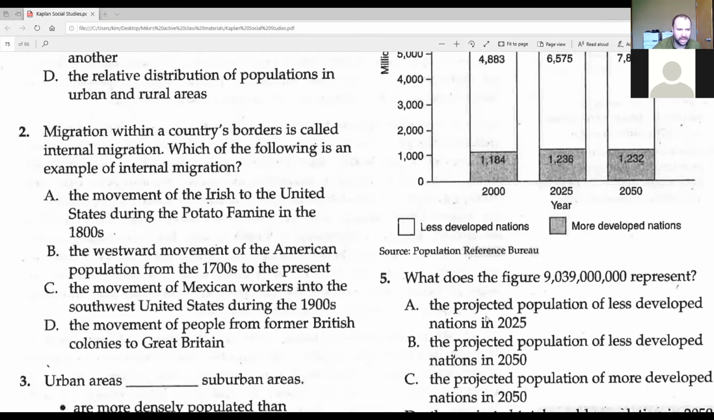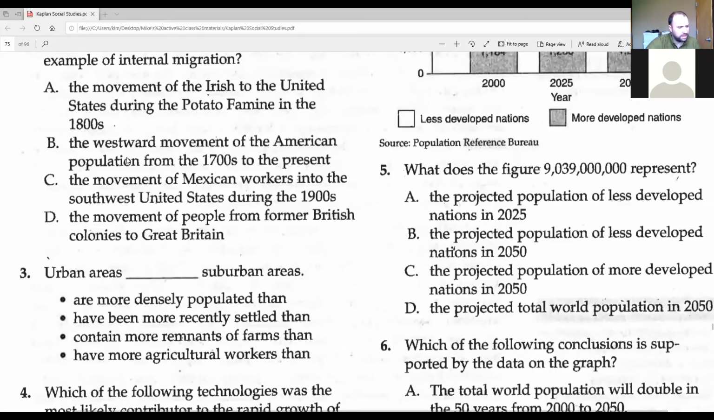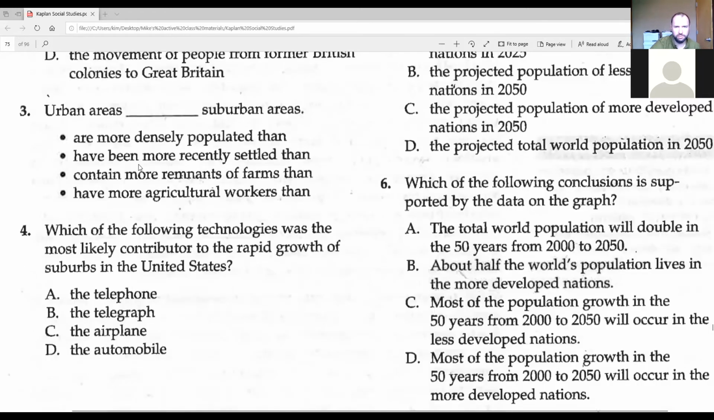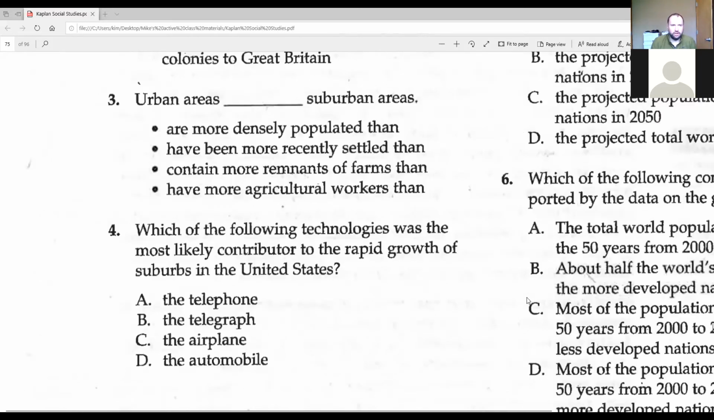So let's look at number 3 here. We're just going to do these last 4 questions, and if we end up being done early, then that's fine with me today. Number 3 says urban areas blank suburban areas. Let's look at our answer choices and see which of these make sense. 1, urban areas are more densely populated than suburban areas. 2, urban areas have been more recently settled than suburban areas.